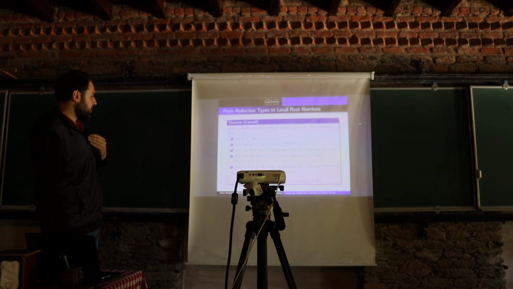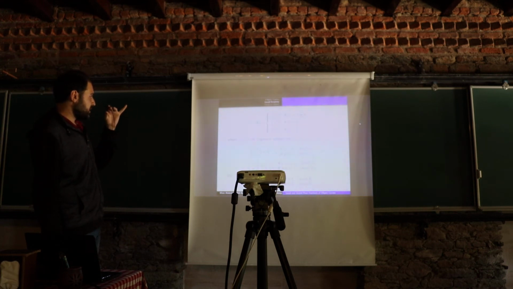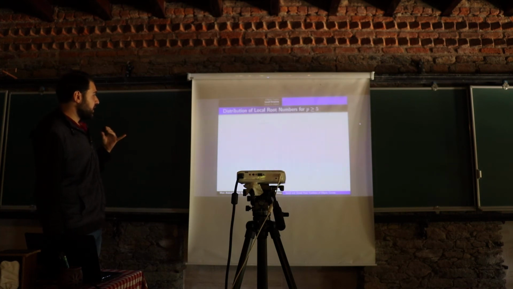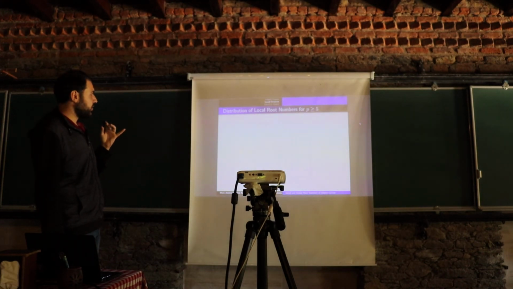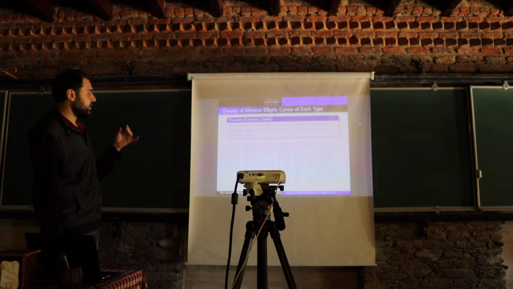And for additive reductions for p greater than 5, we calculate the epsilon p symbol, and it gives us the root number. So for p greater than or equal to 5, it turned out that every reduction type determines uniquely the symbol epsilon p. So for every reduction type, we have a unique W_p. So the densities will be the same as the densities in this table.